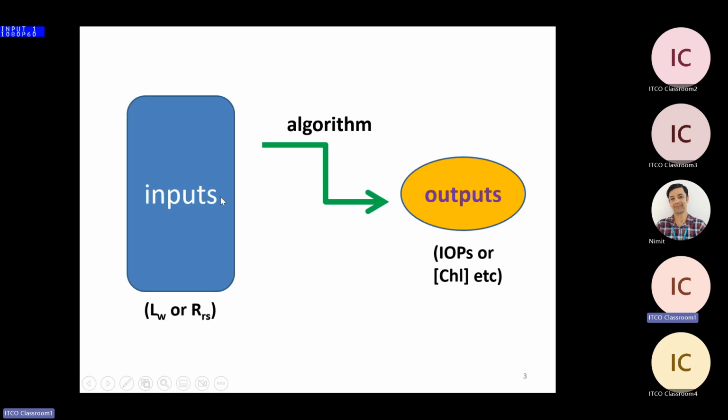So here are the inputs, either water-leaving radiance or remote sensing reflectance. That's what ocean color satellites can provide us. The outputs are our goals, like we want to get chlorophyll or get IOPs. So what's in between, I call a bridge. This bridge is just this algorithm.